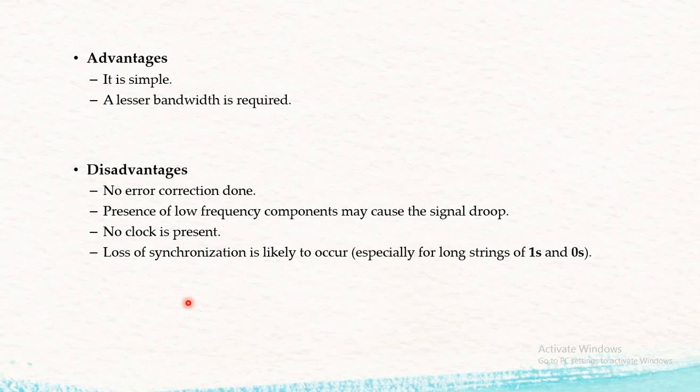Advantages of unipolar NRZ: it is simple, and a lesser bandwidth is required. Disadvantages: no error correction is done in the case of unipolar NRZ. The presence of a low frequency component may cause a signal droop. No clock is present, and loss of synchronization is likely to occur in the case of a unipolar NRZ.